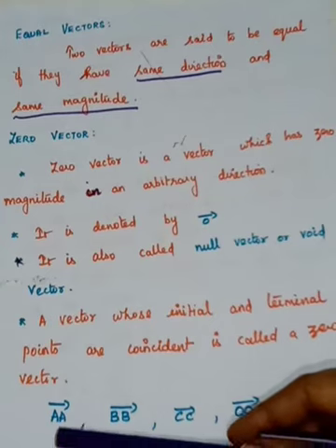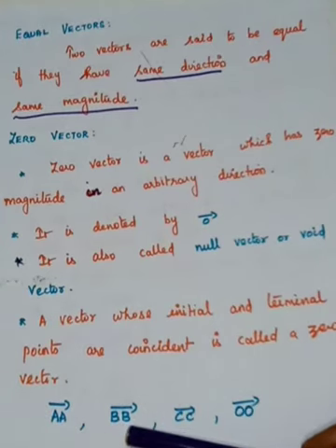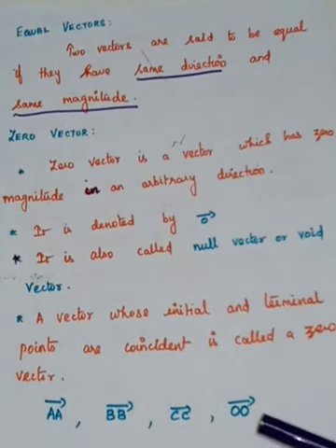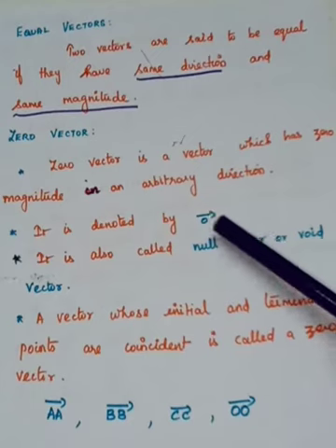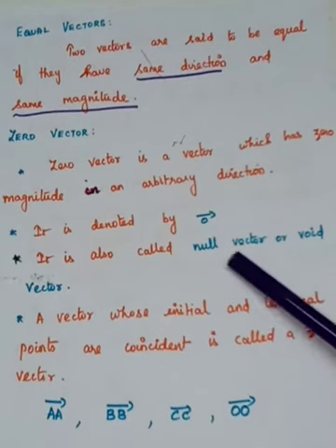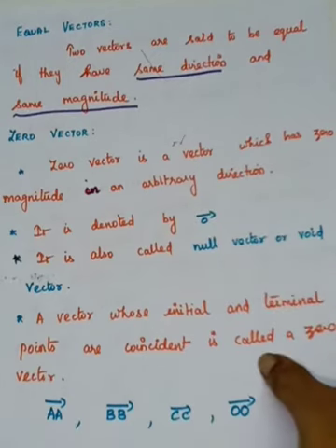So zero vectors can be written as vector AA, vector BB, vector CC, vector OO. They are called zero vectors. It is denoted by 0, with an arrow mark above it, and it is also called a null vector or void vector.